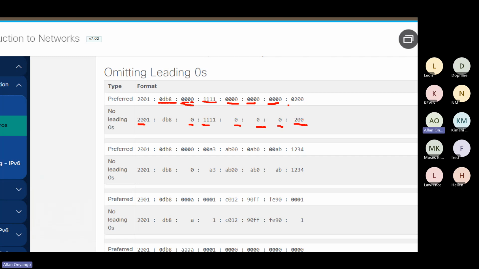So that is the first rule: omit the leading zeros. We have made it a bit shorter, but not where I want it to be. We are going to look at the second and last way of making it much shorter.